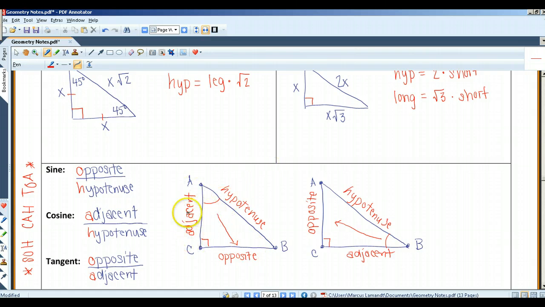The adjacent side is the side that's touching the angle that is not the hypotenuse. So if you're talking about angle A, this would be the opposite side, this would be the adjacent side. If you're talking about angle B, this would be the opposite side and this would be the adjacent side. Okay, but the hypotenuse stays the same.